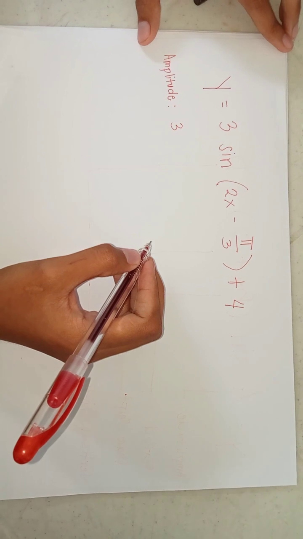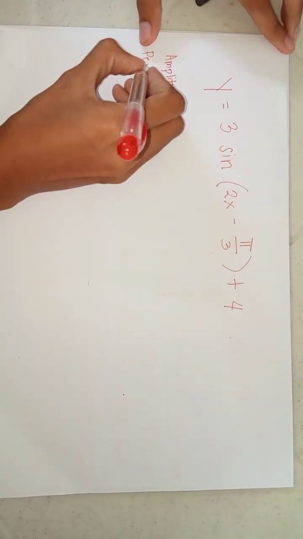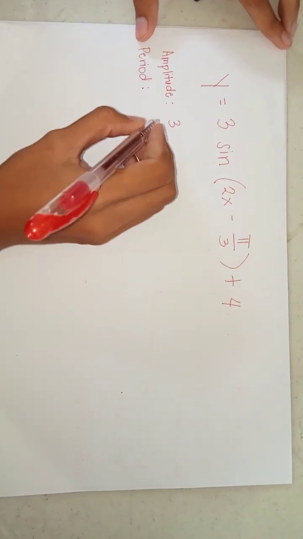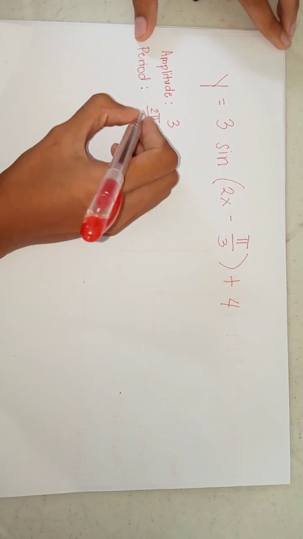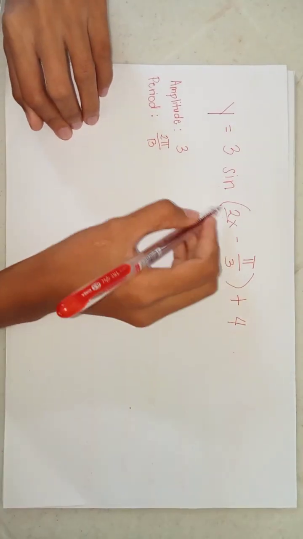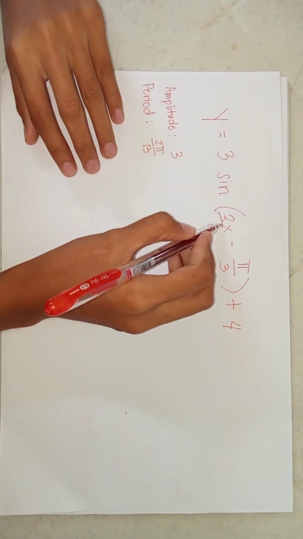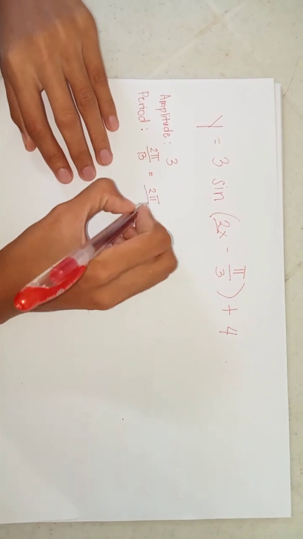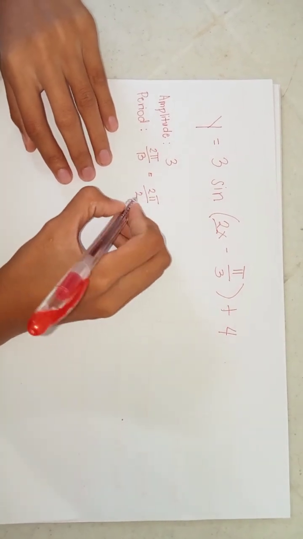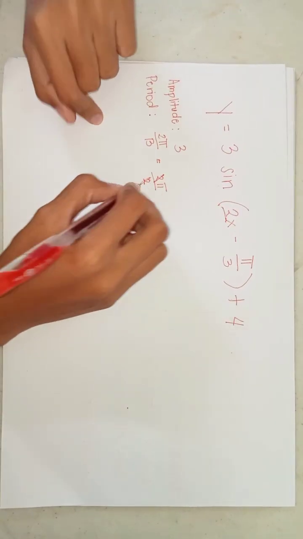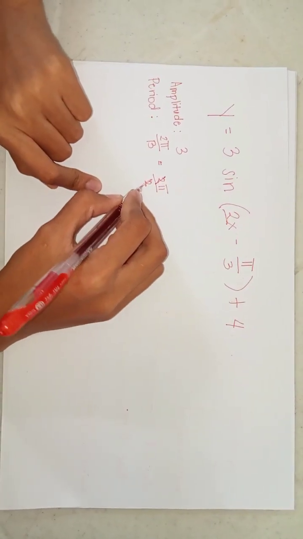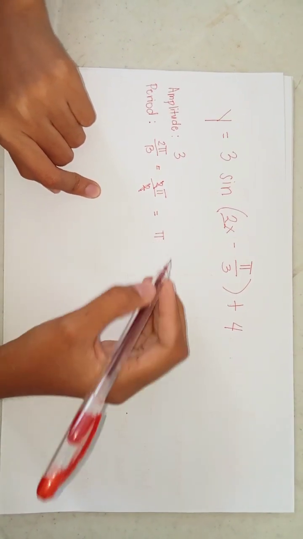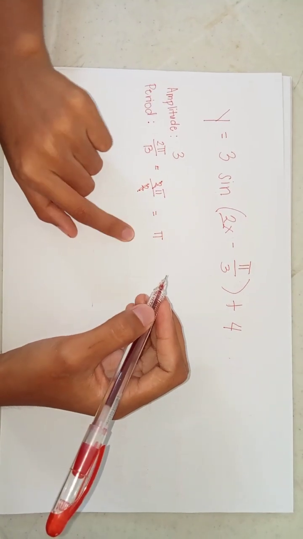Then, in getting the period, we have the formula, which is 2 pi over b. We can see that the b is 2, so we have now 2 pi over 2. So now we can cancel out the same number, which is 2, and the pi will remain as is. And this is our period.